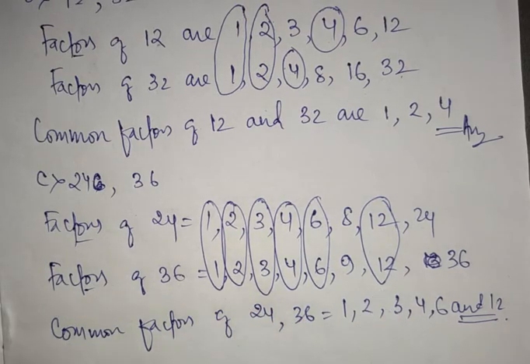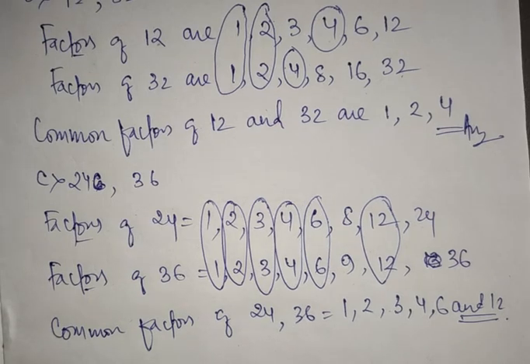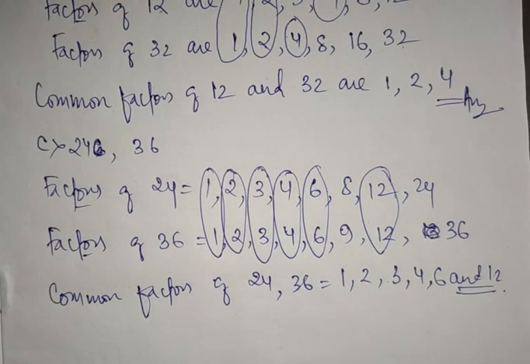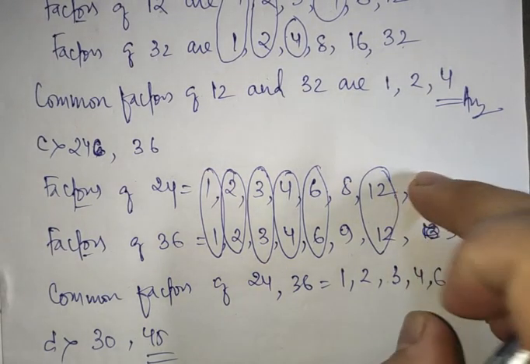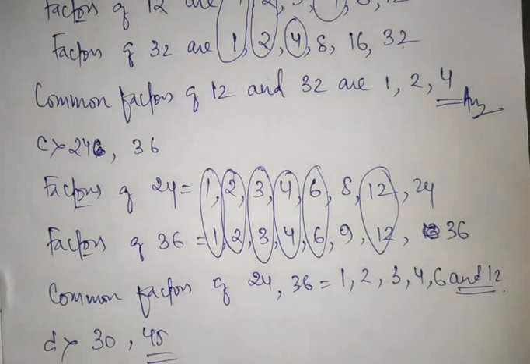Alright student, I hope you have understood this. If you have understood this, you will try question D yourself. Question D is to find the common factors between 30 and 45. You'll find the common factors between these two. You will use this method, or if you find the previous one which I taught you easier, you can solve with that technique also. Alright, thank you everyone.